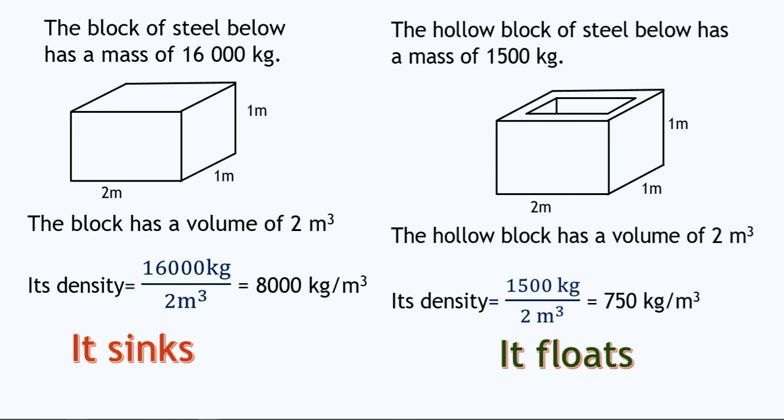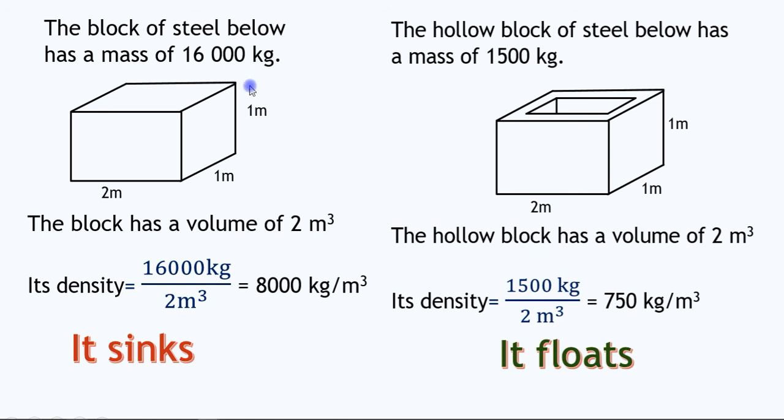So if a metal like steel is more dense than a liquid like seawater, how come a boat made of steel can float? To understand how a metal boat can float, let's look at these two bodies here and calculate their densities. The first one is a block of steel of mass 16,000 kilograms. Its dimensions are 2 meters by 1 meter by 1 meter.